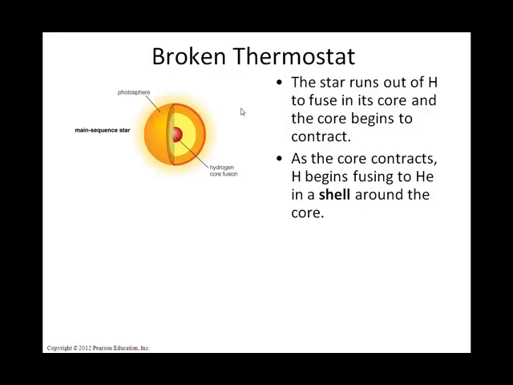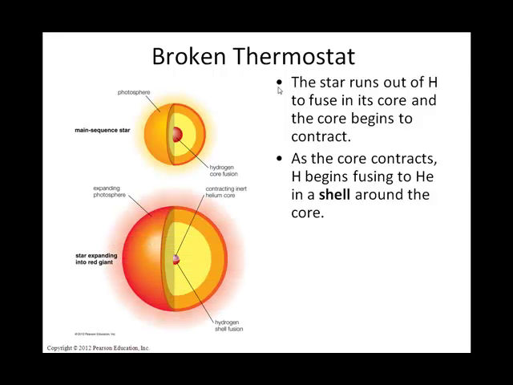gravity starts to win out and the star contracts. It's a little bit confusing, but the inside of the star contracts, while the outside of the star swells. And as the inside of the star contracts, what will happen, I don't know if you can see it, is that contraction will cause a fresh layer of hydrogen around the core to begin fusing into helium. We call that shell hydrogen fusion.